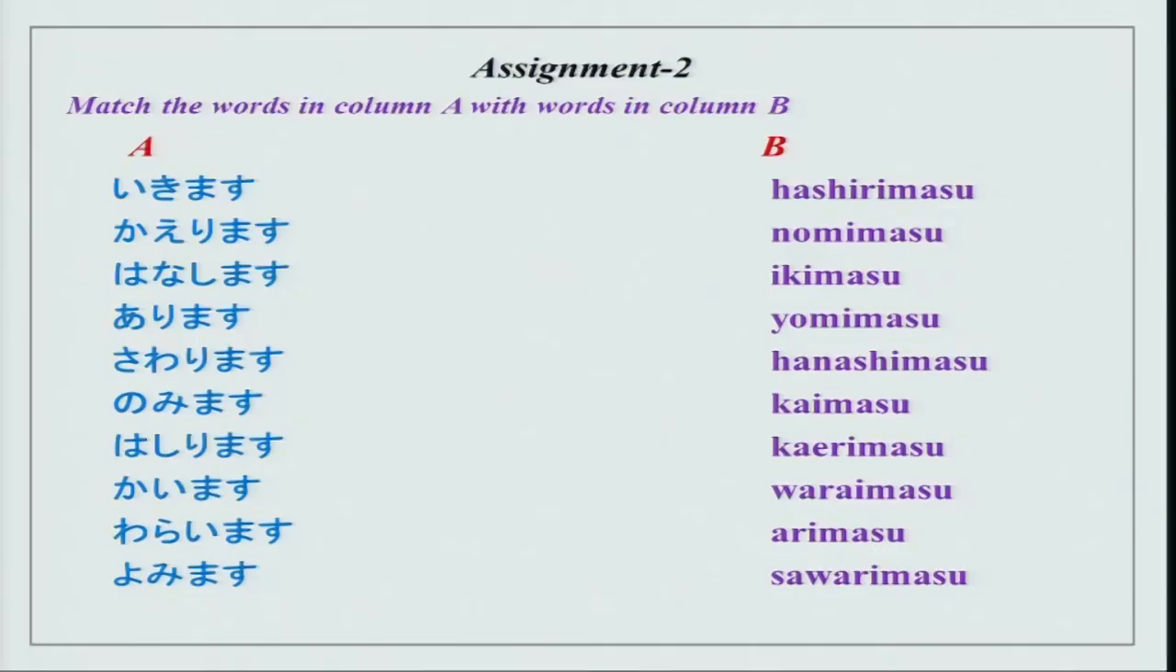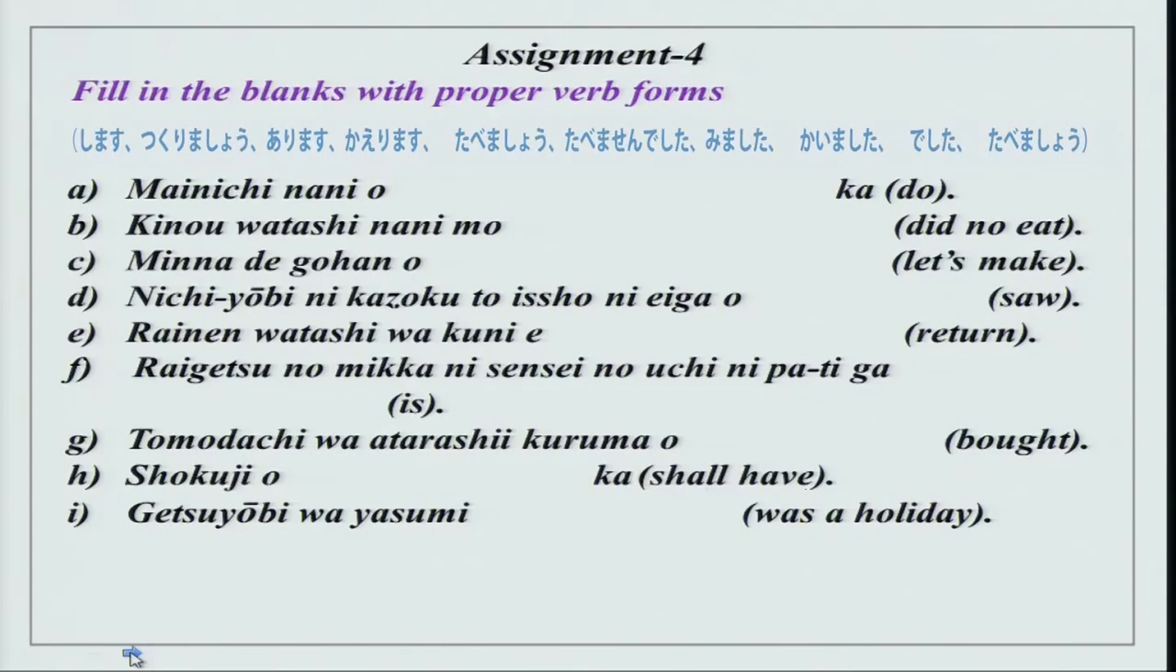But well, before that, as I always do, we will just go over our assignments that I had given you last time and we will see, you can check whether you have done them correctly or not. So, well, let us see what it is. Fill in the blanks with proper verb forms. So, you have the English clue over here. You have to use that and see what is going to come in the blank space.